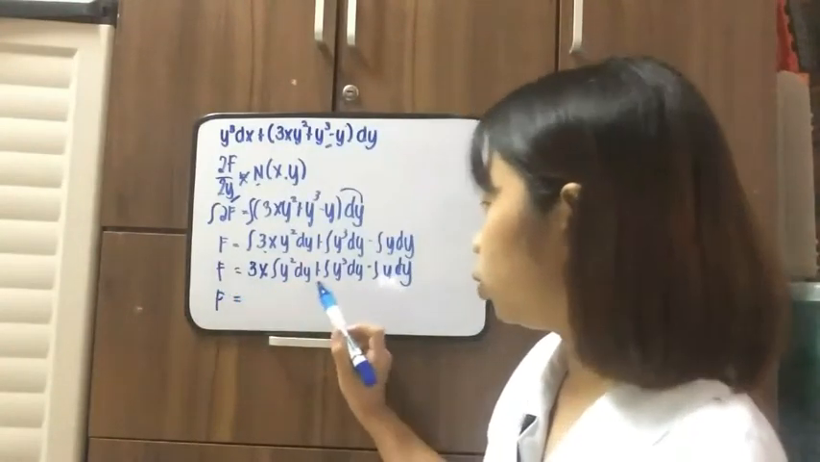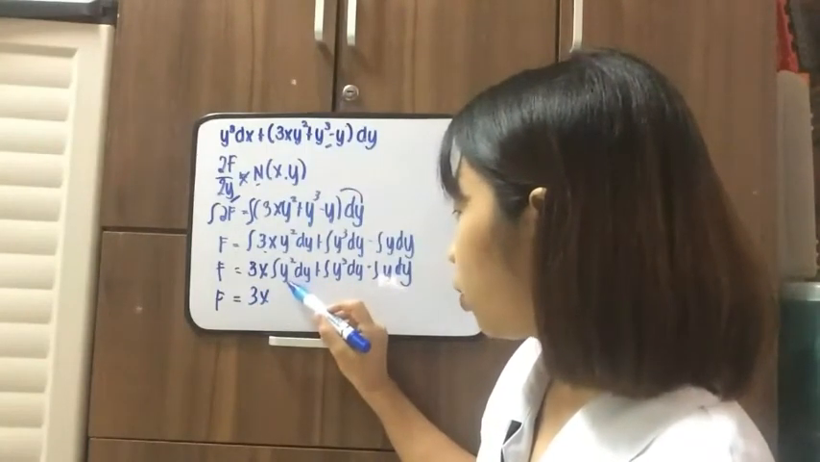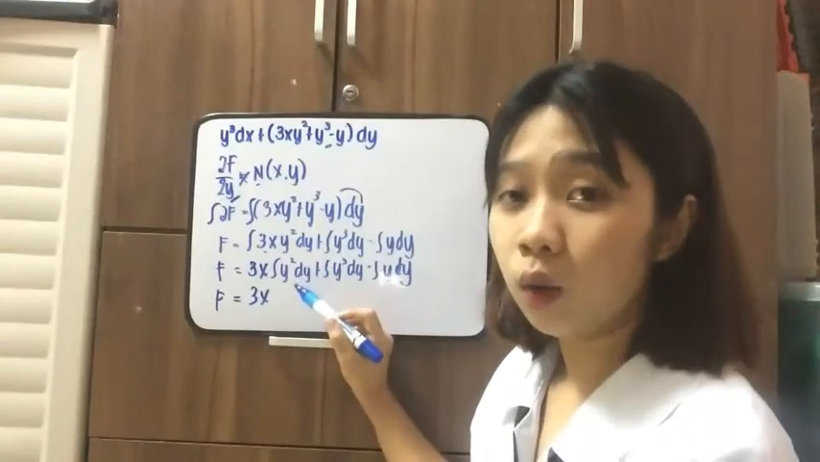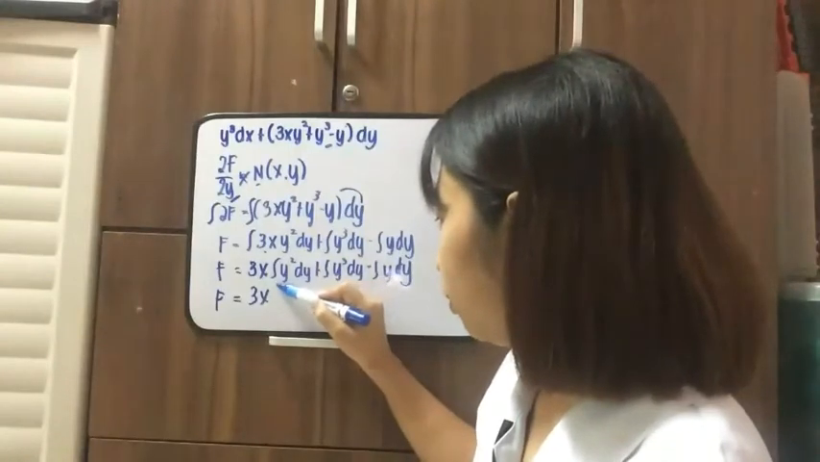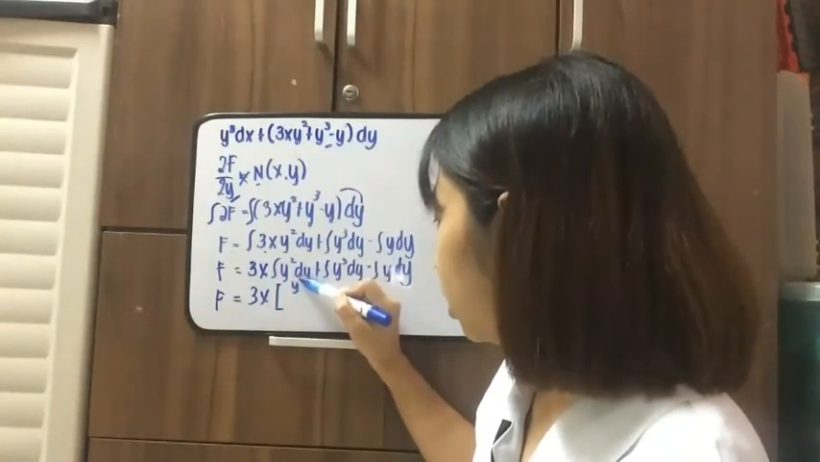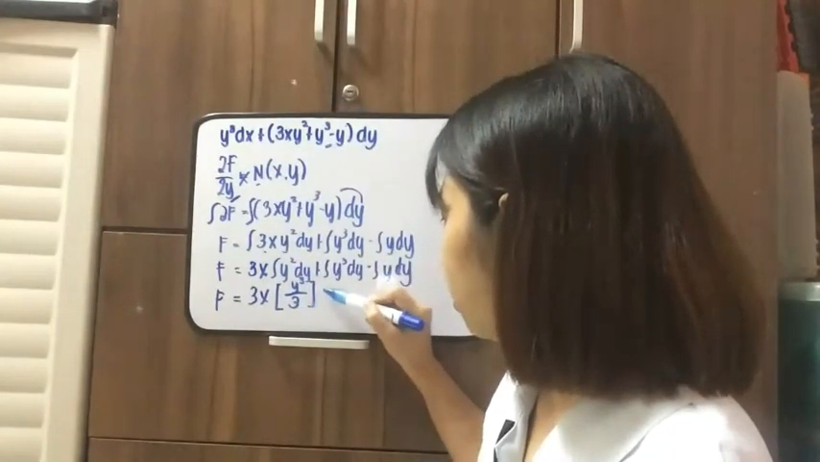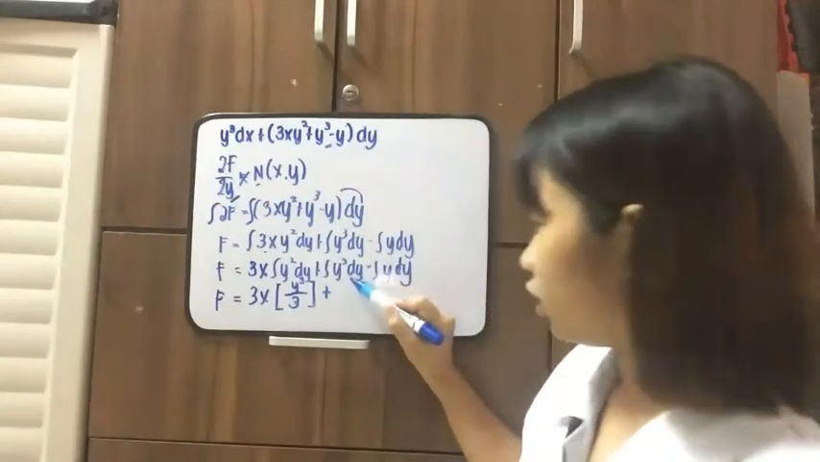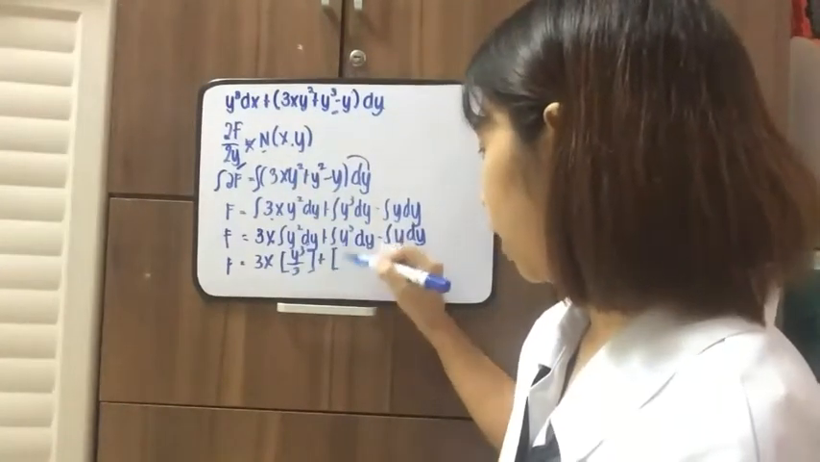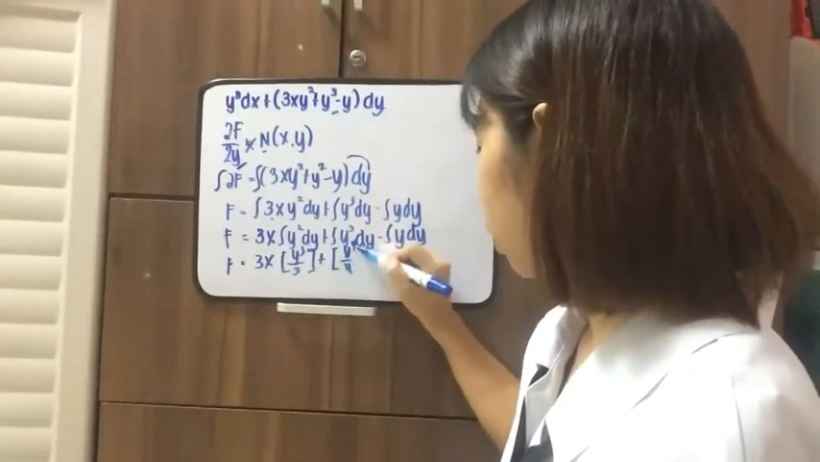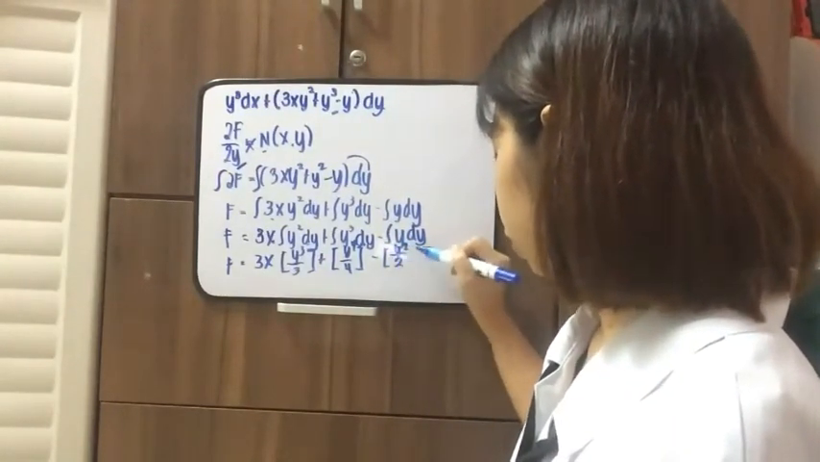Now, we are going to simplify this. Copy 3x. The integral of y squared dy. So, power rule: y raised to n plus 1 over n plus 1. So, this will become y cubed over 3, plus, ito naman, magiging power rule ulit. Y cubed will become y raised to 4 over 4, and here also, y will become y squared over 2.